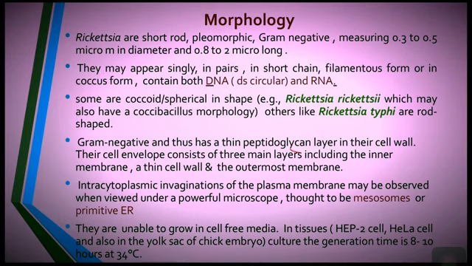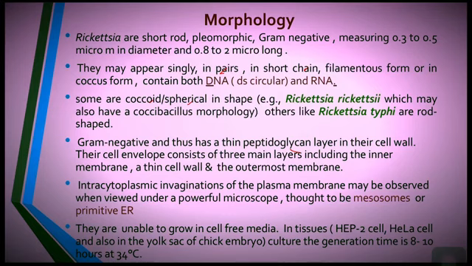But coming to the morphology of Rickettsia, they have different shapes. The shapes may be short rods, or they may exist in pairs, in chains, or in filamentous form, and they may be coccoid or spherical in shape. For example, in Rickettsia rickettsii, cocobacillus morphology is observed, and in Rickettsia typhi, rod-shaped bacillus organisms are observed. So they show pleomorphism, that means they have many shapes.